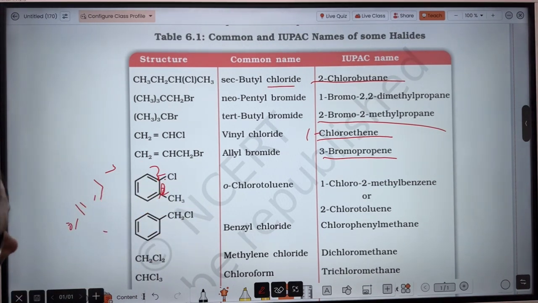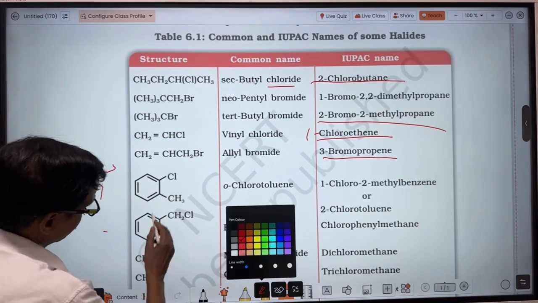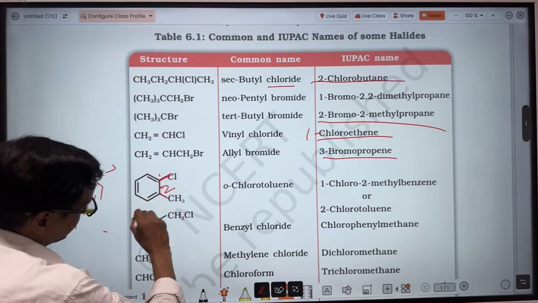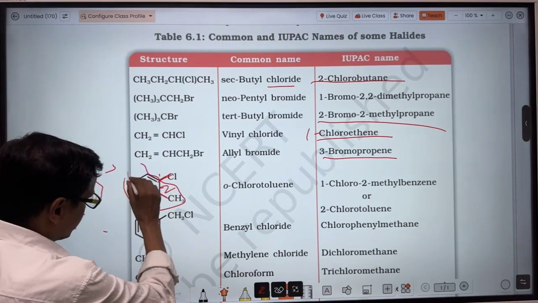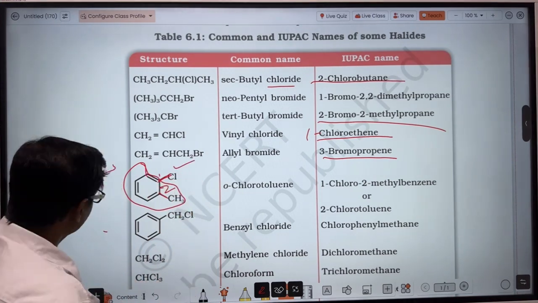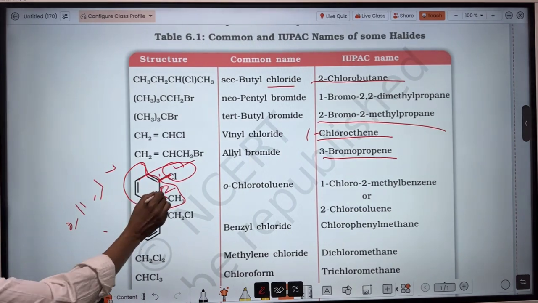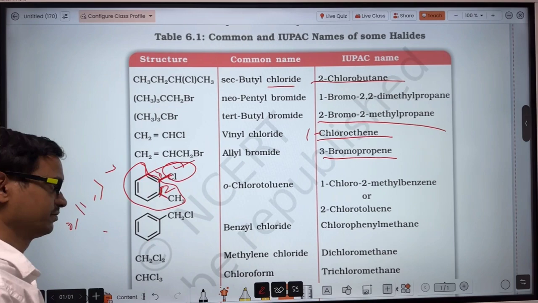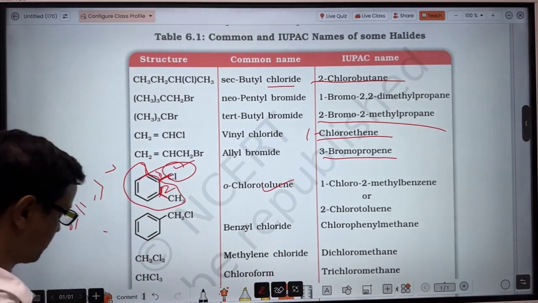Okay, orthochlorotoluene or 2-chlorotoluene. When we have to write the halogen and the methyl group separately, then this carbon will be considered as first carbon and this will be second. So 1-chloro-2-methyl. But when we consider this halogen as a derivative of toluene, then obviously it is at second position. This carbon will get first position, this will be at second position. So that will be called 2-chlorotoluene. Okay. Now benzyl chloride also I thought I am considering about this question.